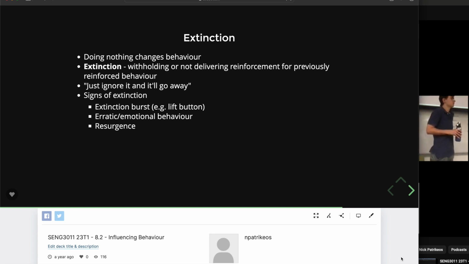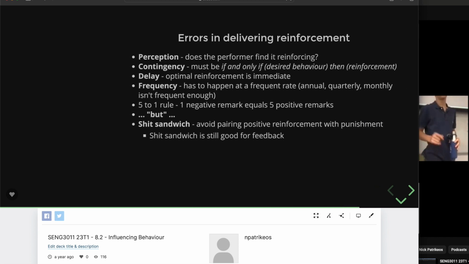Okay, that's the bulk of the theory. We've talked about most of these throughout, but here are some errors when it comes to delivering reinforcement.